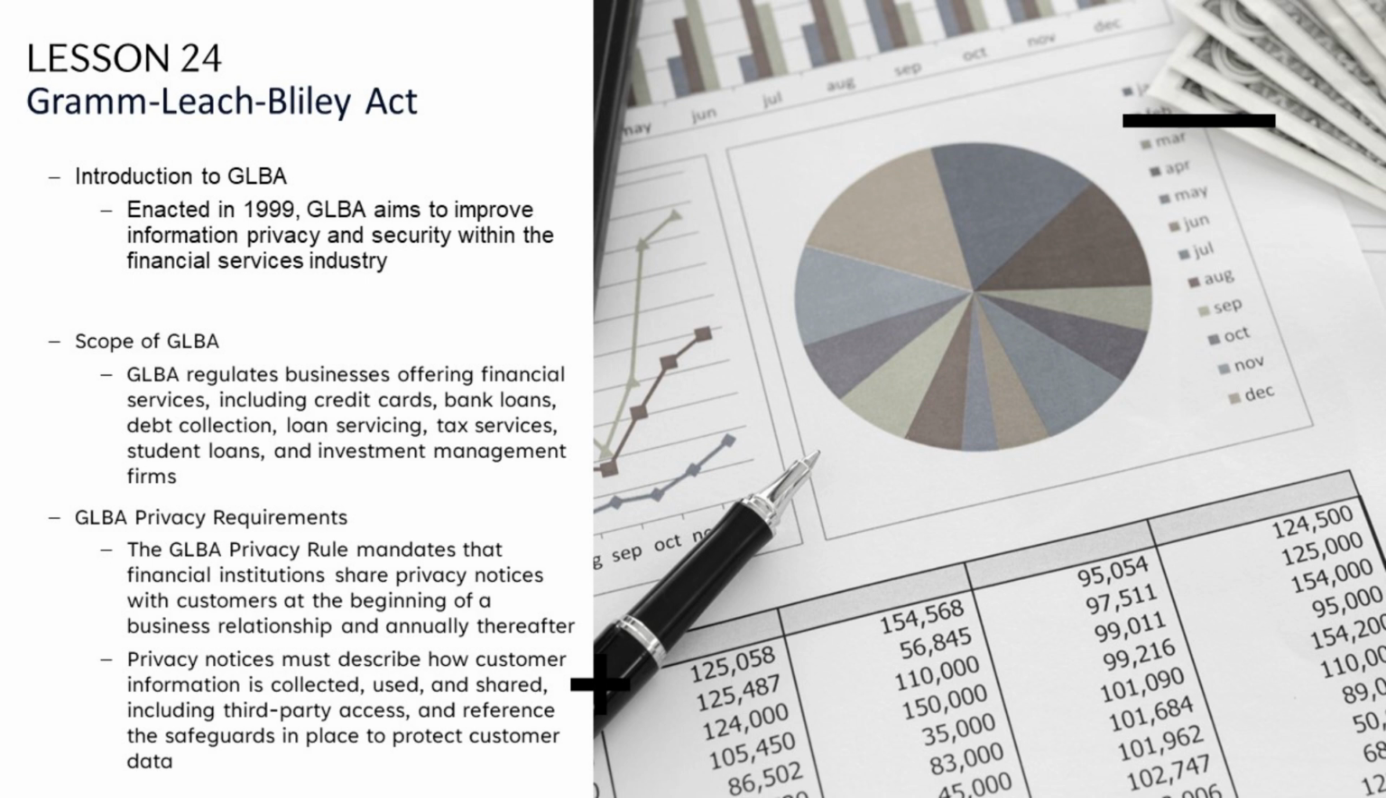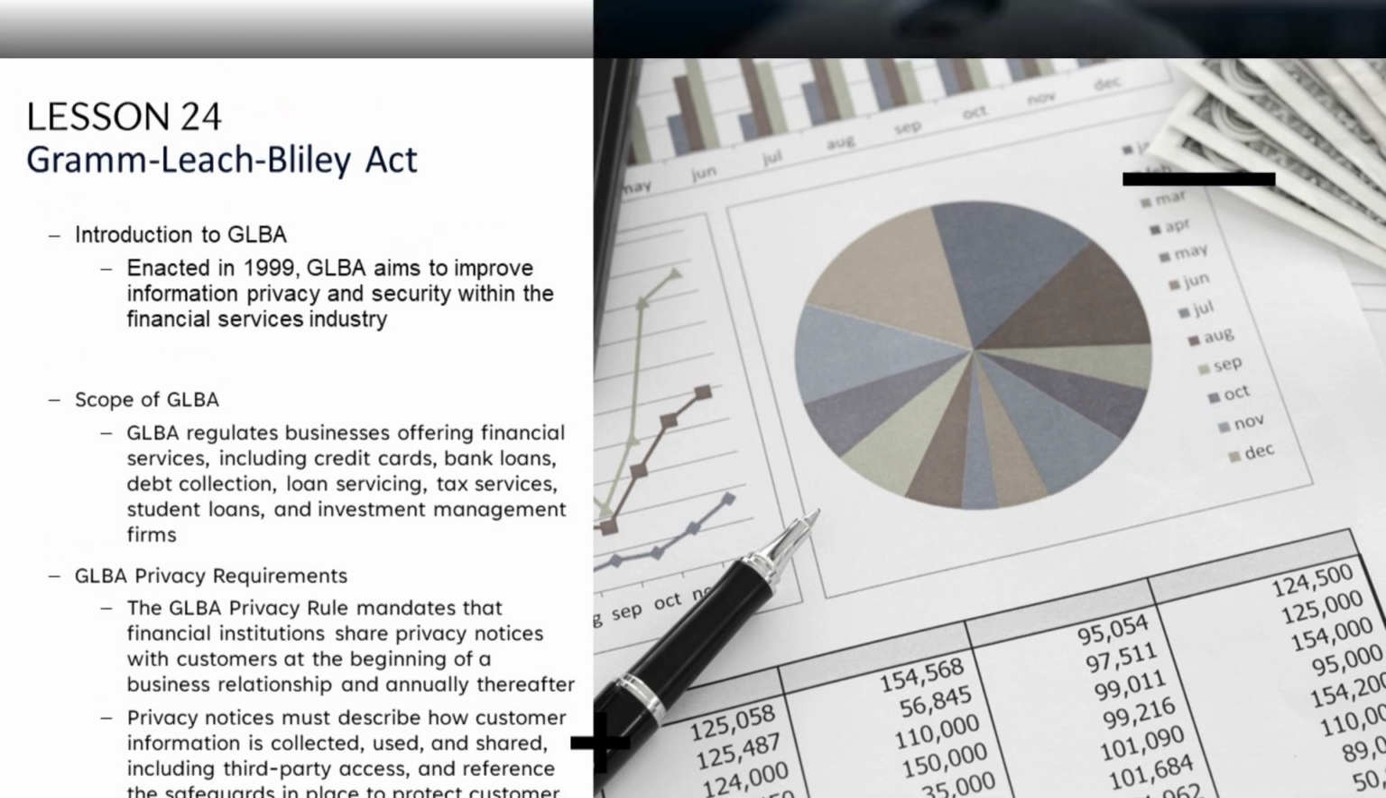GLBA privacy requirements. The GLBA privacy rule requires financial institutions to provide privacy notices to customers at the start of a business relationship and annually thereafter. These notices must detail how customer information is collected, used, and shared, including third-party access, and reference the safeguards in place to protect customer data.